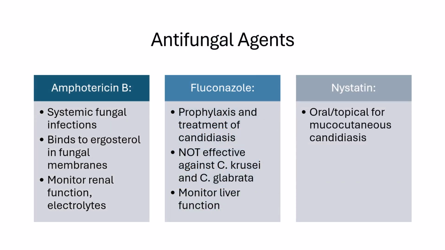Antifungal agents appear less frequently on the exam, but are still important. Amphotericin B is used for systemic fungal infections. It works by binding to ergosterol in fungal cell membranes, causing cell leakage. Monitor renal function and electrolytes closely, as nephrotoxicity is common.